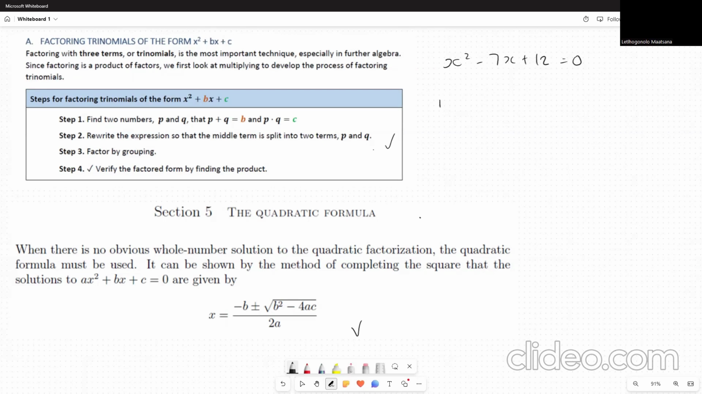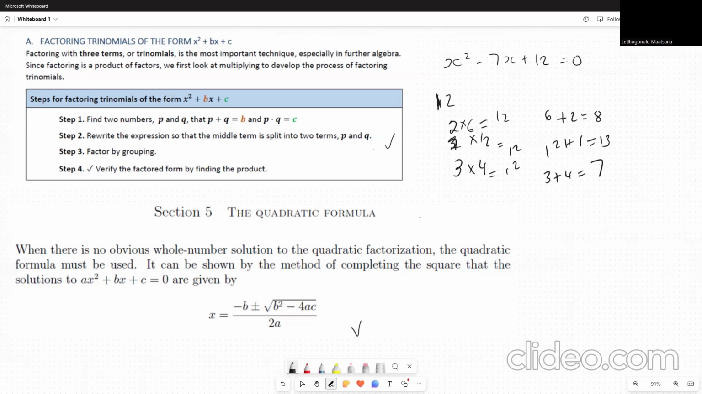So let's look at this example. We have 12. We're going to find factors of 12. We have 2 times 6, 1 times 12, and 3 times 4. Yes, when we multiply them together, they do give us 12. Now we want to know which pair, when we add them together, will give us 7. So we have 6 plus 2, which gives us 8, 12 plus 1, which gives us 13, and 3 plus 4, which gives us 7.